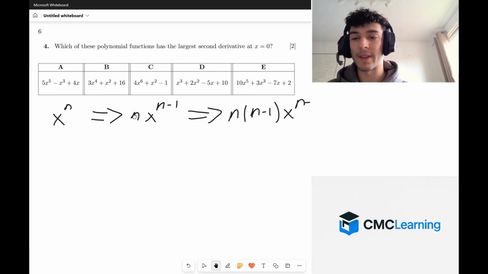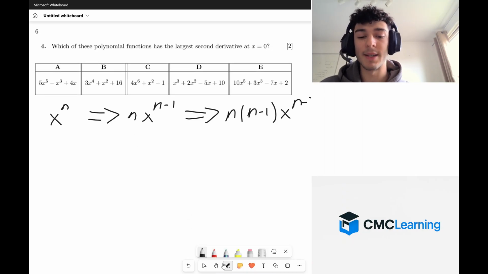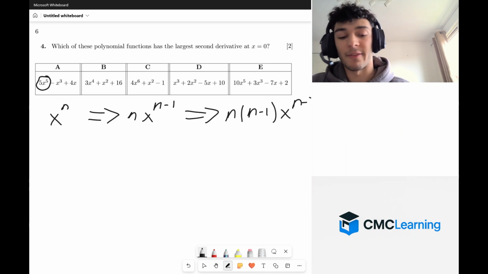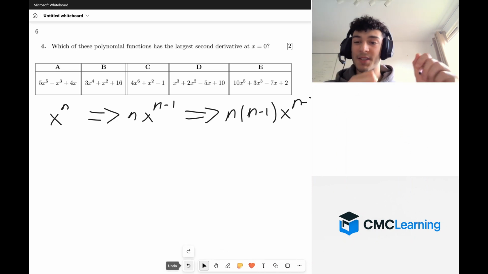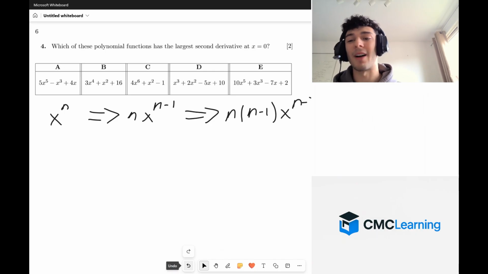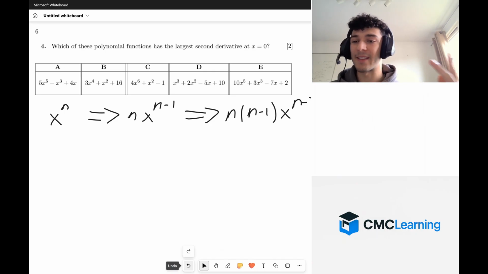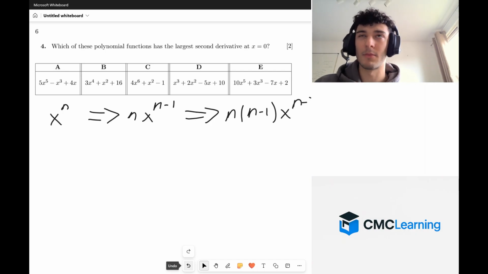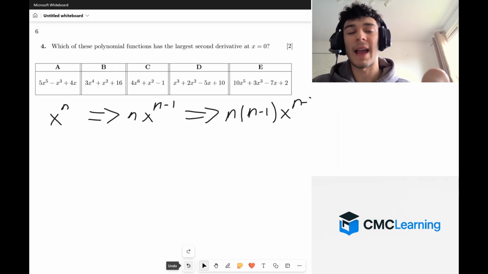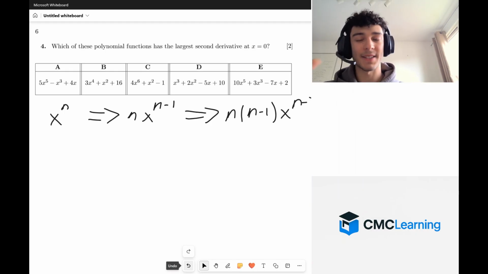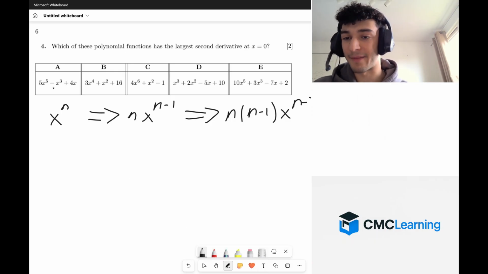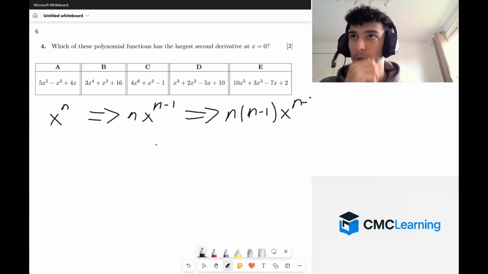So having a look at all of these expressions and keeping in mind that we're looking at the second derivative when x is equal to 0, if I look at this x to the 5 term, for example, my first derivative in this case is going to give me 5x to the 4, and my second derivative is going to give me 20x to the power of 3. But when we do x equal to 0, that x to the 5 term completely disappears. The same can be said for an x to the 3 term and an x to the 4 term.